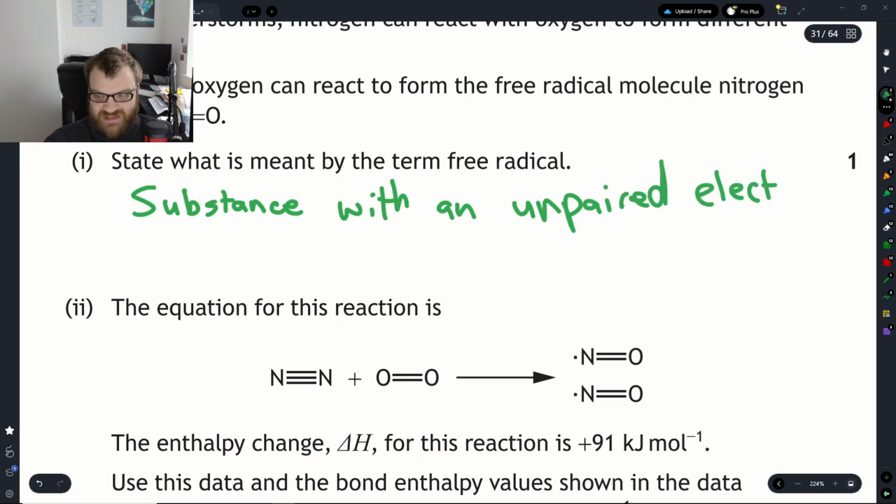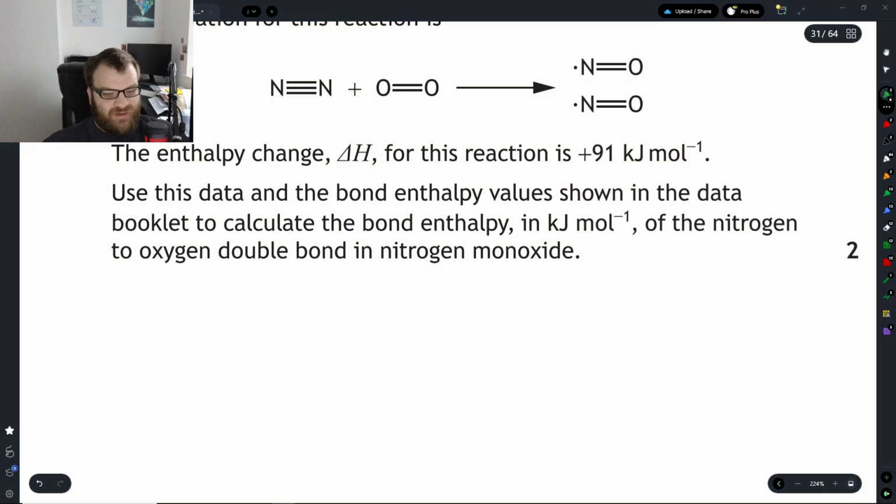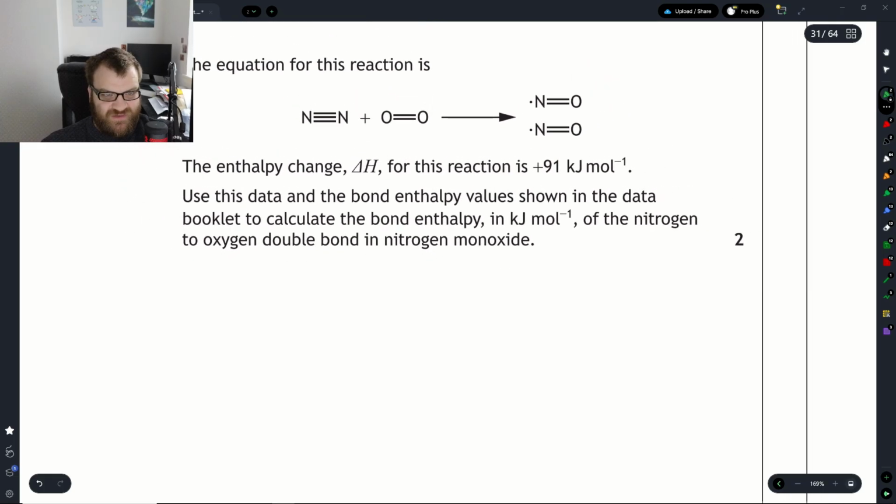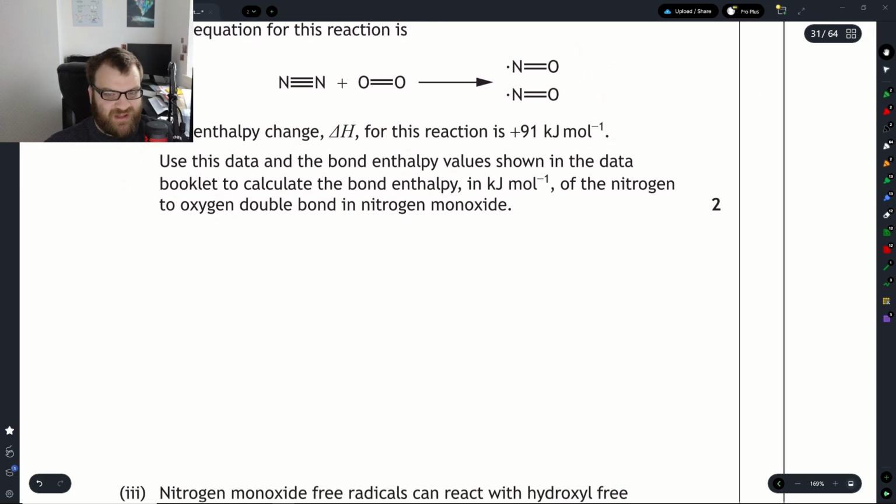Not a 3 electron, not a single electron, it's an unpaired electron term that you want to use. This question, we're asked to use bond enthalpies to work out the value for the radical that is shown, so the nitrogen oxygen double bond in this chemical. Something we need to be wary of. This is not your typical question.